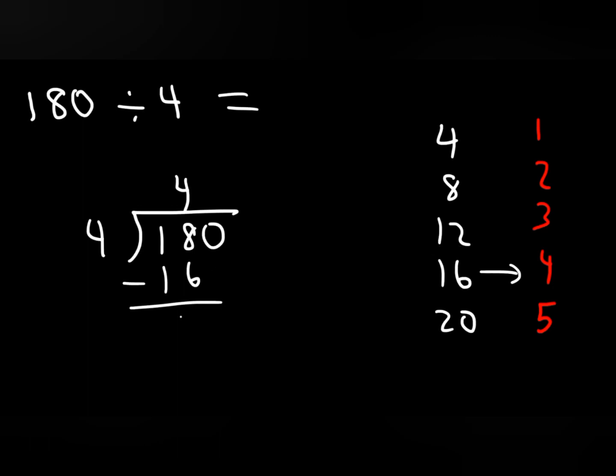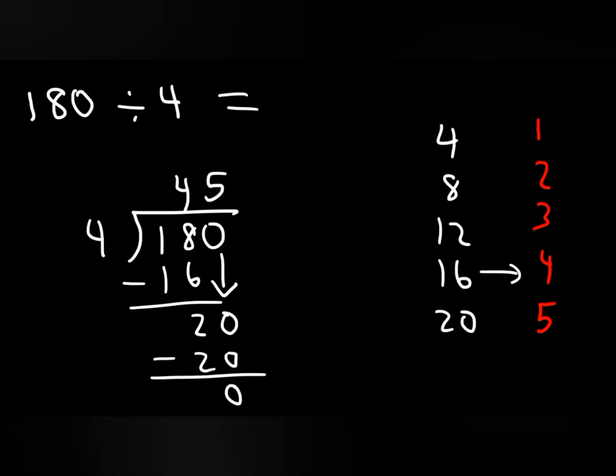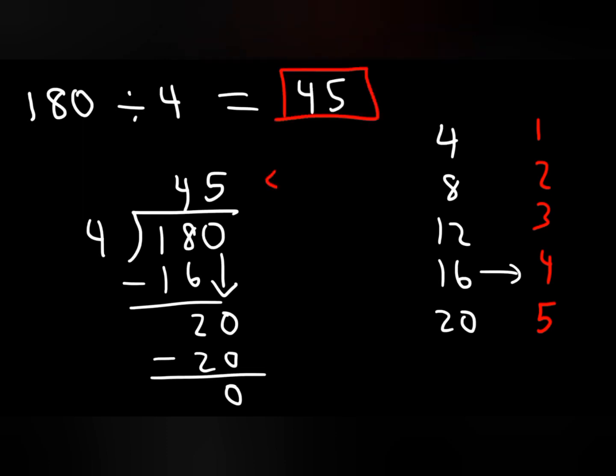We have to pick a number that's just under 18, the highest number under 18. Now 18 minus 16 is 2, and now we need to bring down a 0. So how many times does 4 go into 20? 4 goes into 20 5 times. 4 times 5 is 20, and so the remainder is 0. So our answer is 45. That's the quotient. So this is the quotient, and this is the remainder.